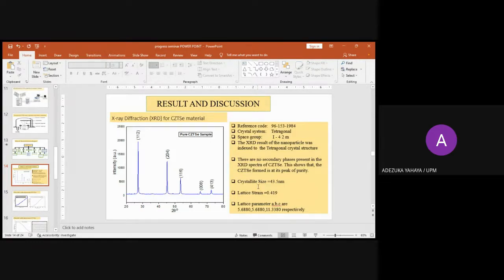The crystallite size is 43.5 nanometers, the lattice strain is 0.419, and the lattice parameters are 5.688, 5.688, and 11.3380 respectively.